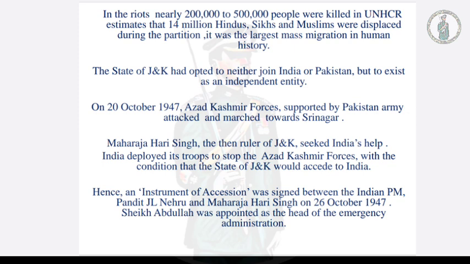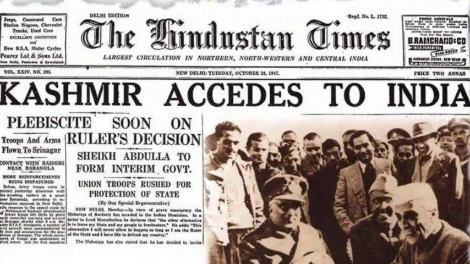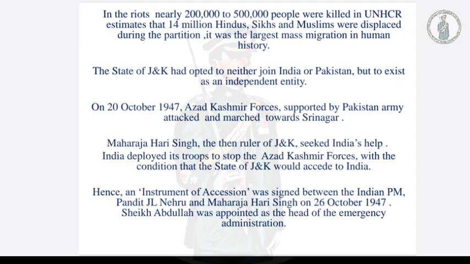They started marching towards Srinagar. So the Maharaja of Kashmir, Maharaja Hari Singh, approached India for assistance and India deployed its troops to stop the advance of Azad Kashmir forces, but with the condition that the state of Jammu and Kashmir would accede to India. Hence on 26th of October 1947, the instrument of accession was signed between the then Indian PM Pandit Jawaharlal Nehru and the ruler of Jammu and Kashmir Maharaja Hari Singh, where Sheikh Abdullah was appointed as the head of emergency administration.